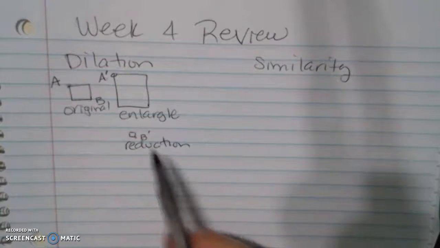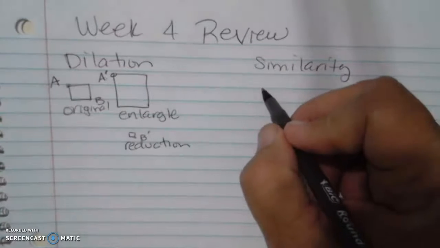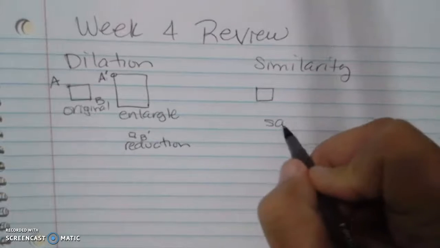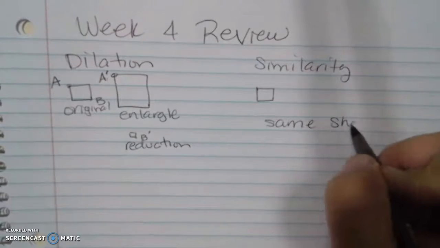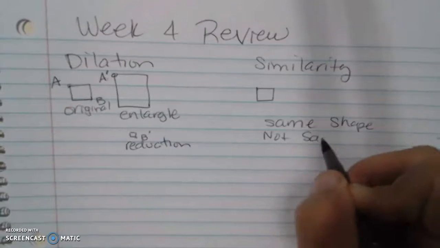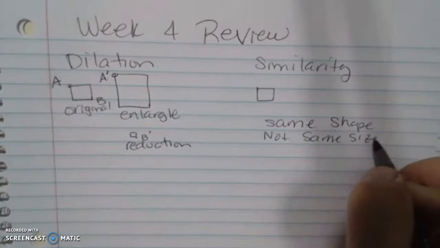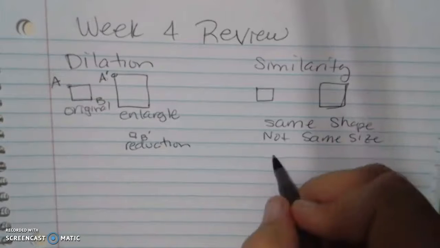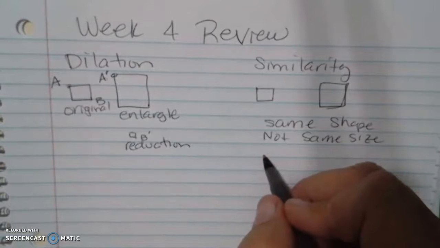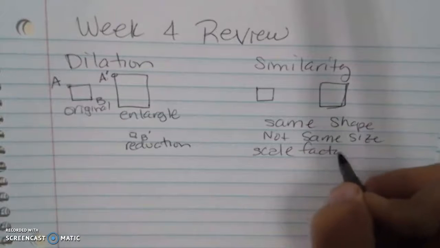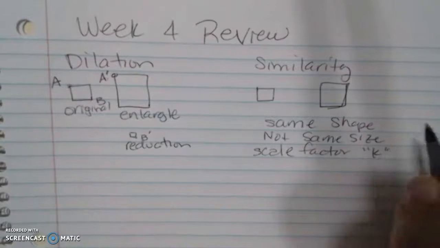With the little apostrophe. Okay? Similarity is when you have two figures and they are the same shape but not the same size. And the reason they're similar is there's a scale factor. The scale factor we usually refer to as K.